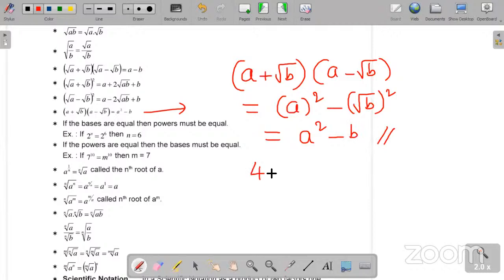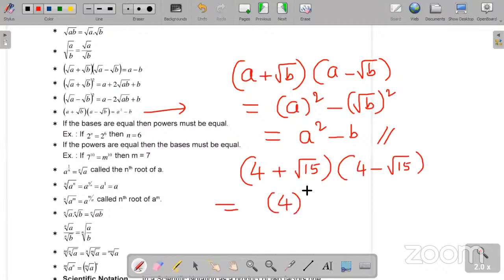For example, 4 plus root 15 into 4 minus root 15 is there. So how do you multiply these two values? Very simple. 4 square, write down, minus b. b means 15. So 16 minus 15, you will be getting 1. That's all.